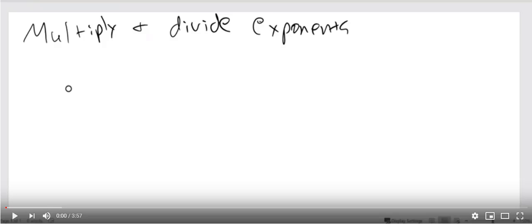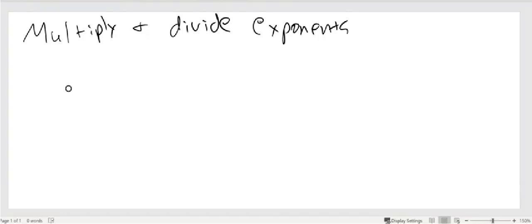Alright, in this video I'm going to talk about multiplying and dividing exponents, and different kinds of special case problems you're going to see where the exponents look kind of weird. So we're going to go through it step by step and help you through it. So let's look at what we got.